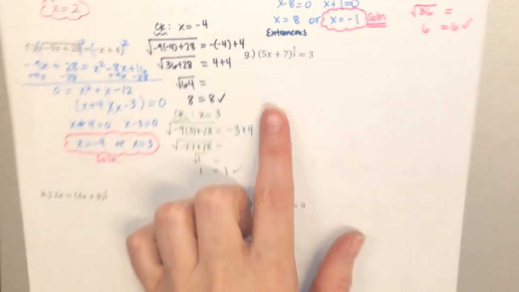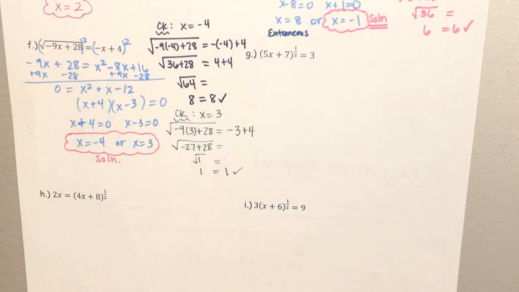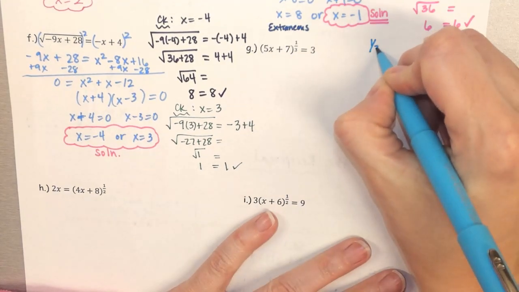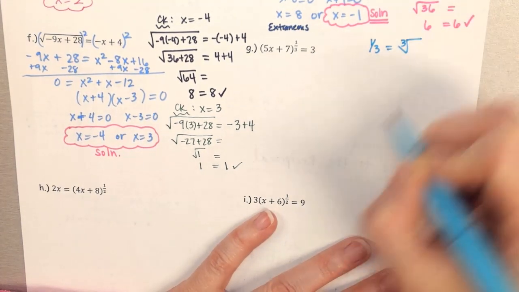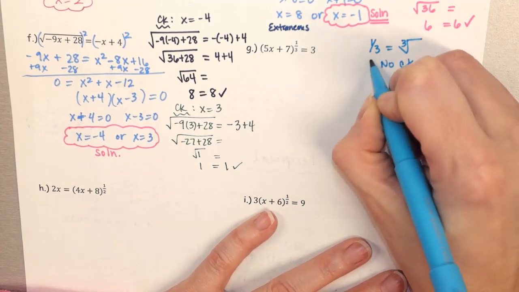Now, like what we talked about on the first page, if you have a power, you can just raise that to the reciprocal. 1/3 is the same thing as the cube root. So we do not have to check this one. It's an odd root.